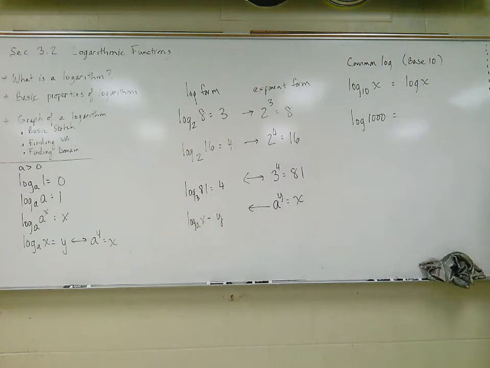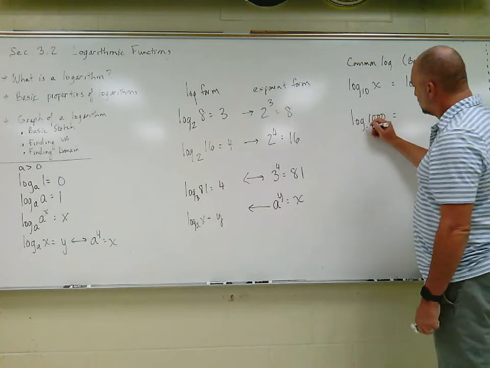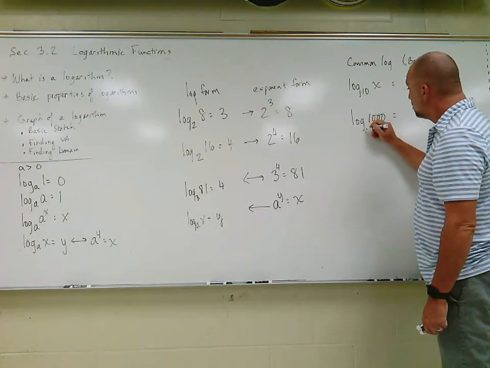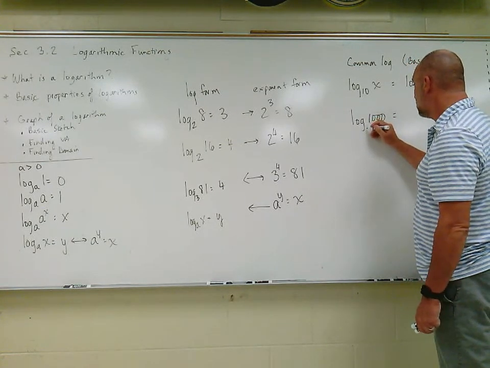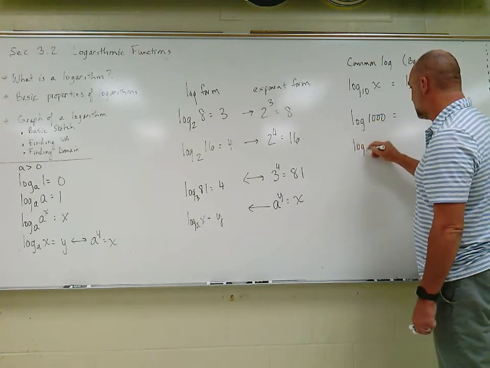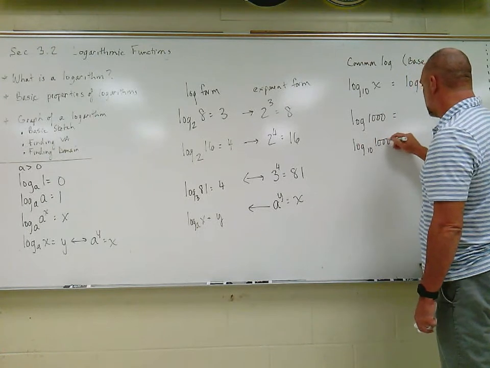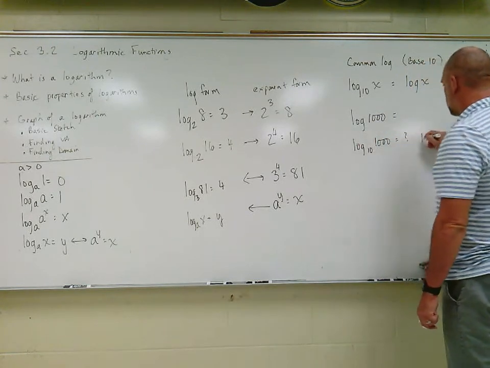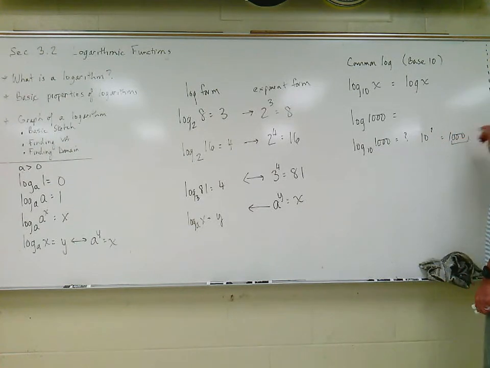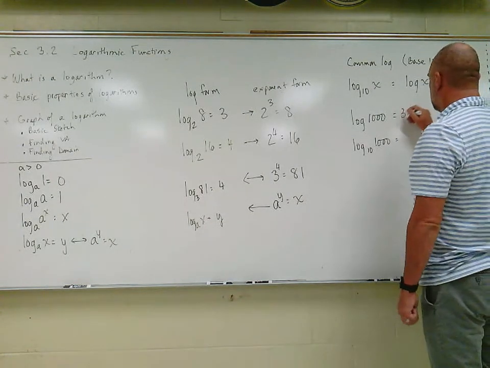What's the answer to the question? 3. Just count the zeros, right? So if it helps you to put a 10, you can put a 10. Then say, well, I don't like how this looks here. So yeah, you can just say it's the same as saying this, if it helps you. And it's asking the question 10 to what power is 1000? Anytime you're doing powers of 10s, just count the zeros, right? 3 zeros is 10 cubed, 2 zeros is 10 squared, and so on.